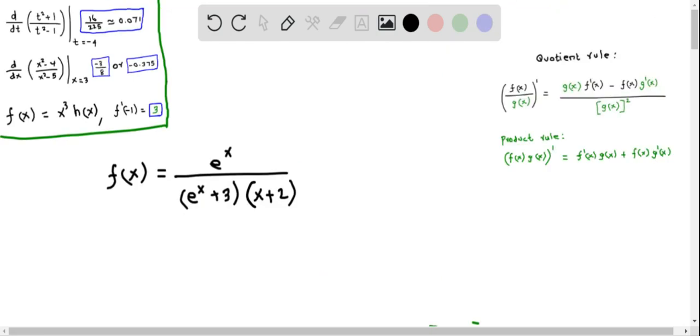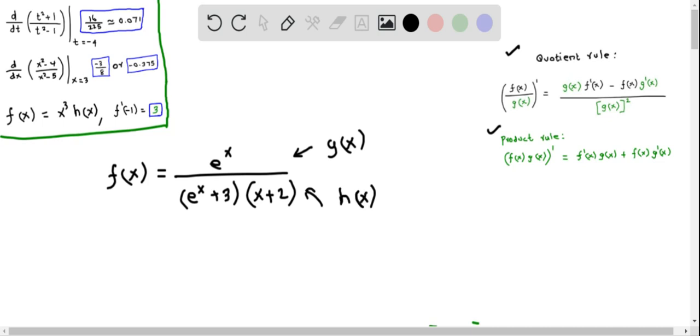We now find the derivative of this rational expression, that is f of x equals e power x over e power x plus 3 times x plus 2. We can find this derivative using a combination of rules, both the quotient rule as well as the product rule. First I'm going to apply the quotient rule, which means I can consider the numerator function as g of x and the denominator part as h of x.